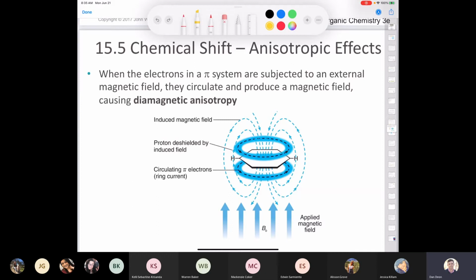Now, if you read the opener for this chapter, it talks about anisotropy a little bit, but let's take a look and see what it is. It says that when the electrons in a pi system are subjected to an external magnetic field, they circulate and make a magnetic field, causing diamagnetic anisotropy. All that diamagnetic anisotropy means is that different parts of a molecule basically have different magnetic field strengths acting on them.